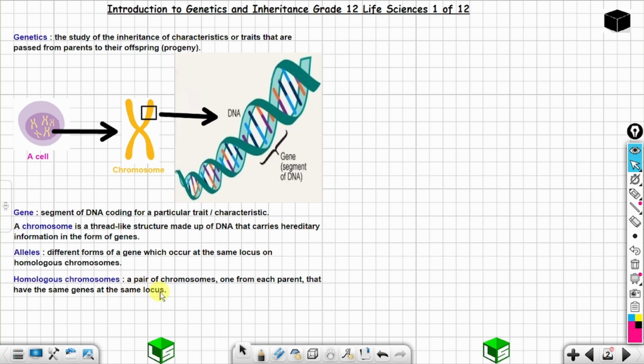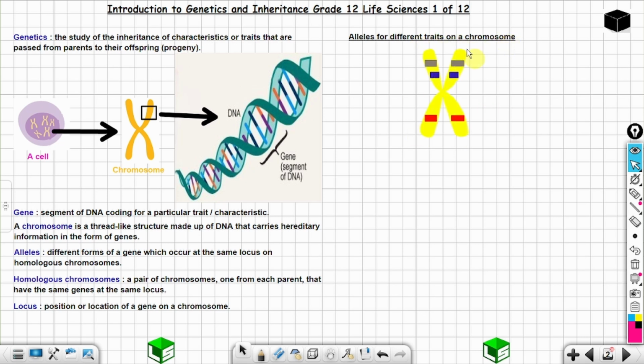What is a locus? A locus is a position or location of a gene on a chromosome. Now, alleles for different traits on a chromosome. So this is a chromosome. You have alleles on each locus. For example, these alleles can be for the skin color. This one can be for the eye color. This one can be for the hair color.